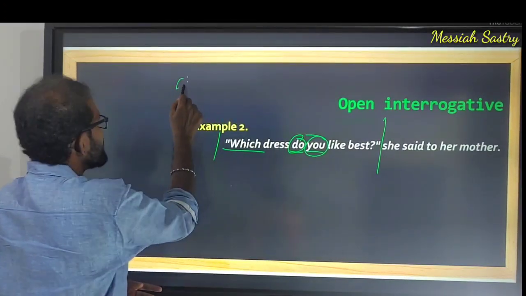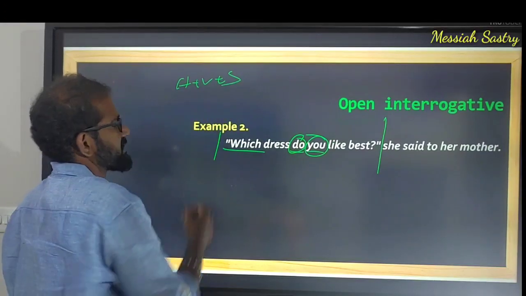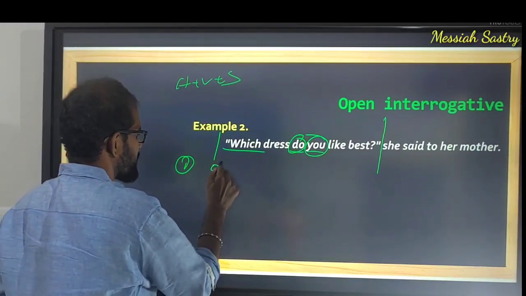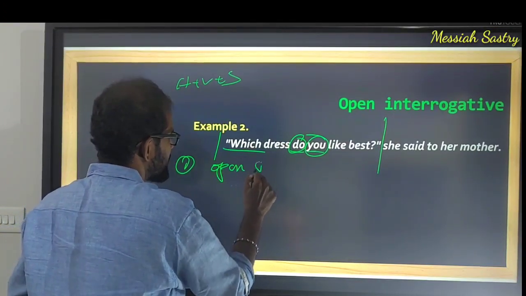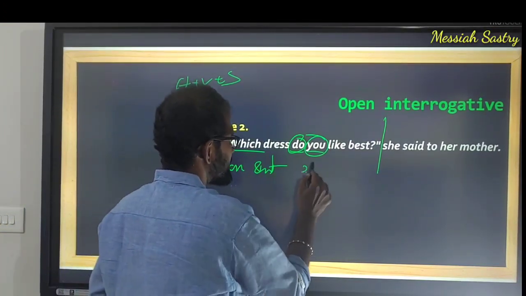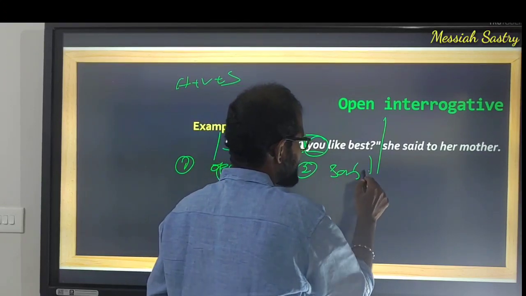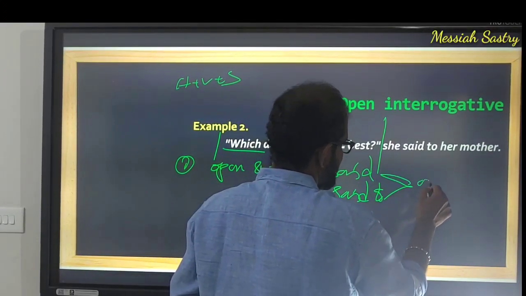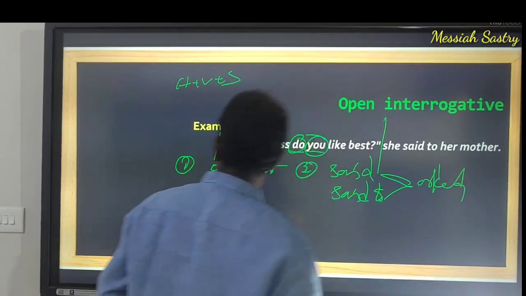Helping verb plus subject. So inversion there. So this is open interrogative. Second point, said or said to, asked.